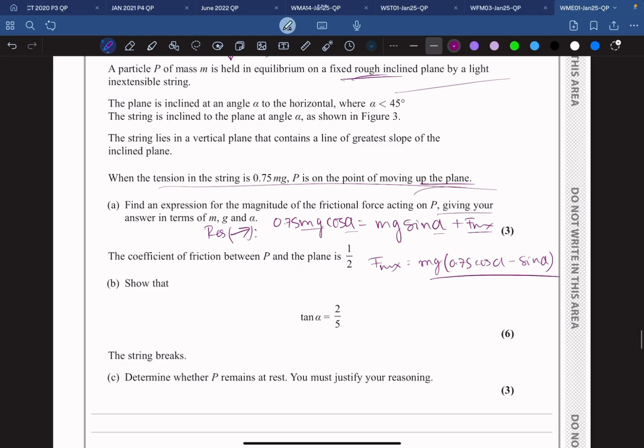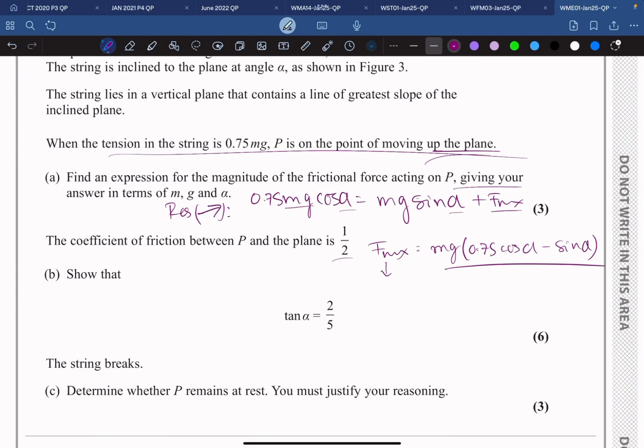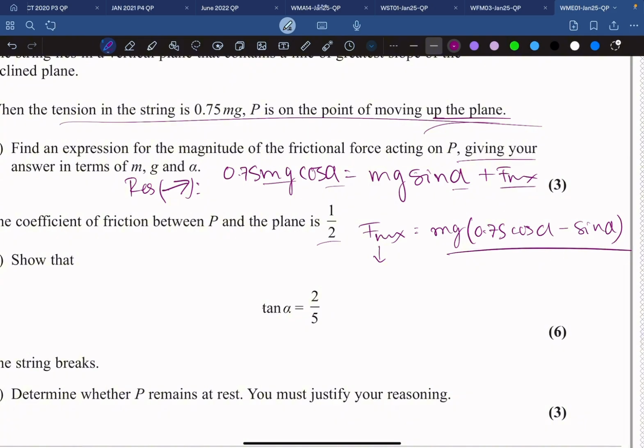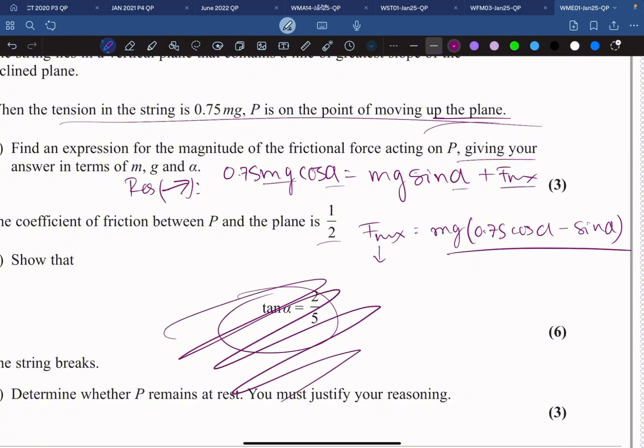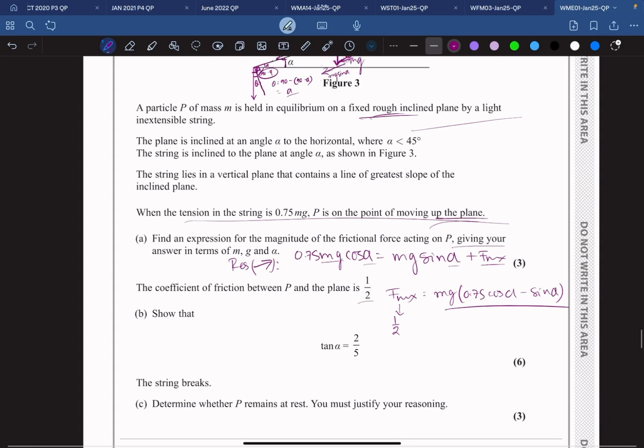And the coefficient of friction between P and the plane is half. Show that tan alpha is this. So we have been given the coefficient of friction now. And we know that F max is mu R. And if we actually just use this equation here, we might be able to arrive at something, preferably tan alpha itself. So F max is mu R, half R. What is R going to be?